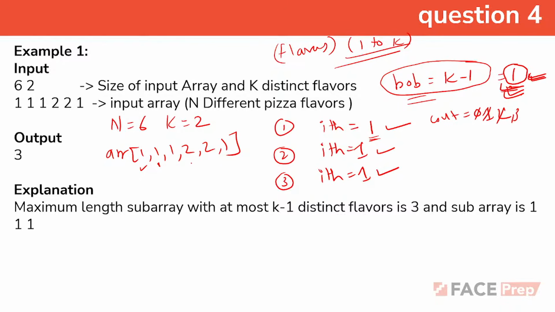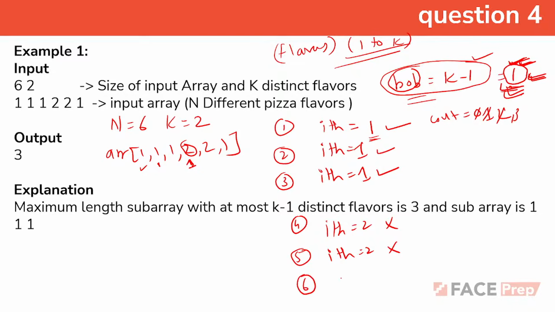After that, if you check the next one, here we have 2. If I check whether Bob can eat or not, he cannot, because it's a second flavor pizza, but Bob can eat up to k minus 1 flavor, which is nothing but 1. So at the fourth iteration, when the ith flavor is 2, Bob cannot eat. So leave it. Again, I'll check with the fifth, which is also 2. Bob cannot eat, because he can eat only up to k minus 1.